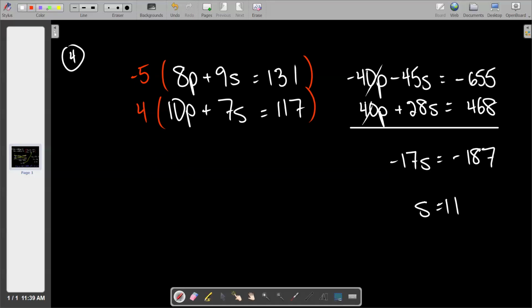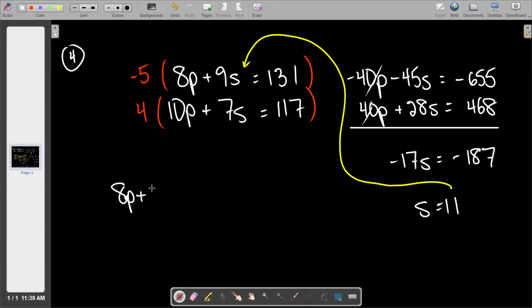Let's find out if you guys are cuckoo in the loco. I'm going to take 11 and put it right there because I feel like it. So it's going to be 8p plus 99 equals 131, which means that 8p is equal to exactly 32.